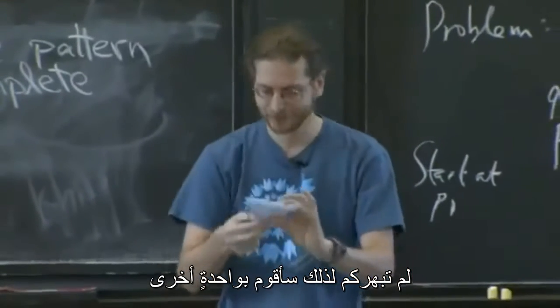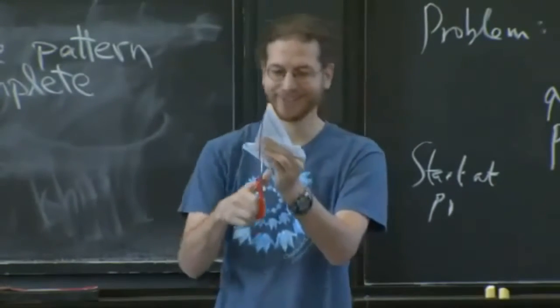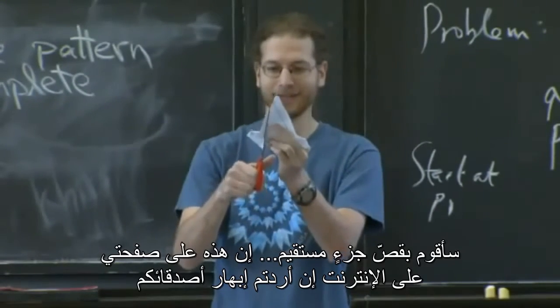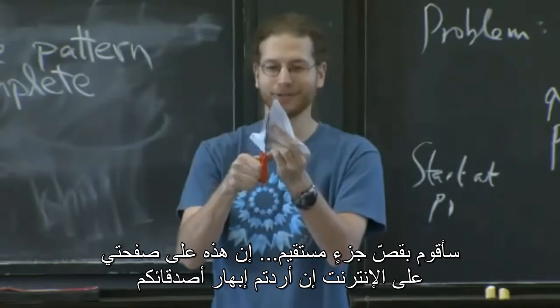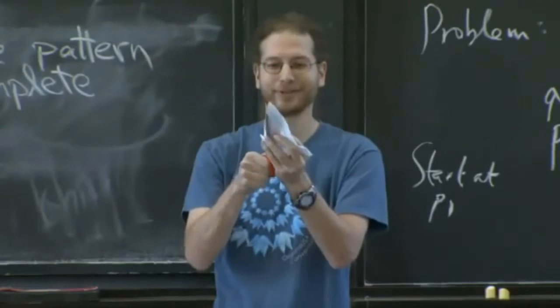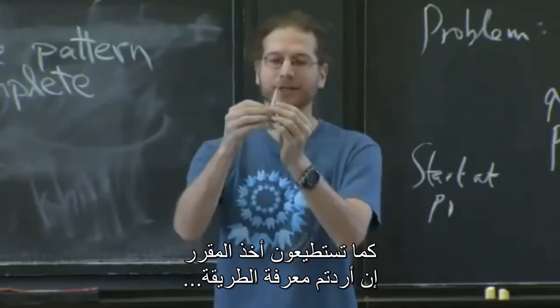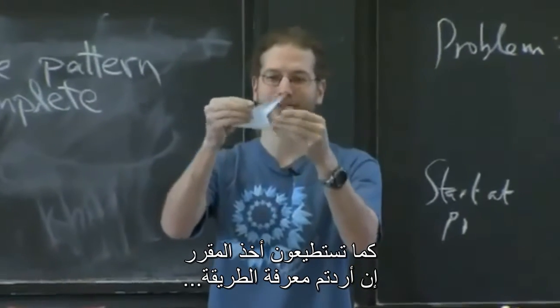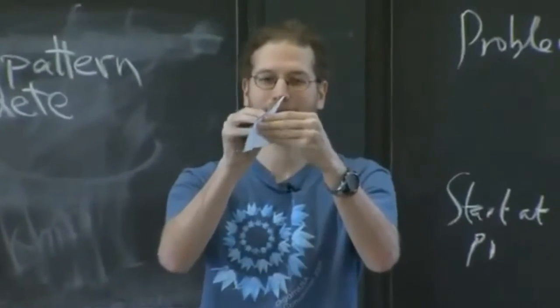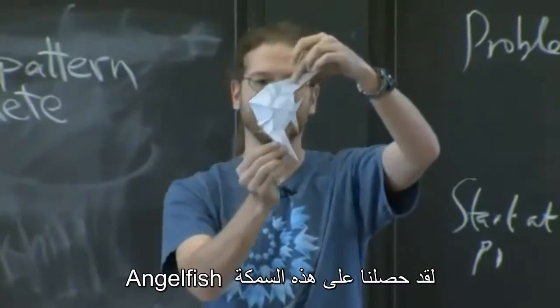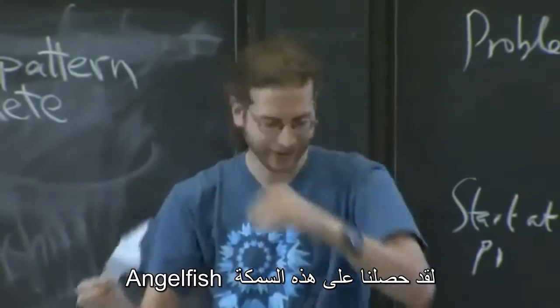You're not impressed, so I'll do another one. Make one straight cut. These are on my webpage if you want to impress all your friends. And you could take the class if you want to know how it's done. This example has the line of symmetry. You get a little angelfish.